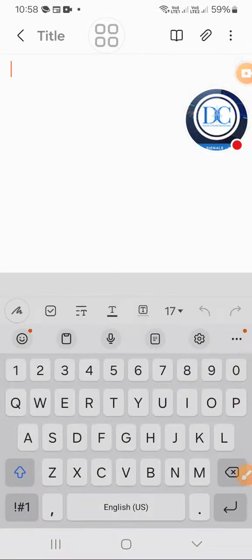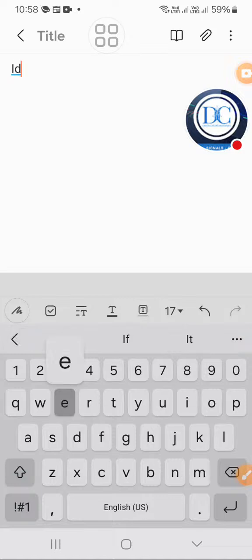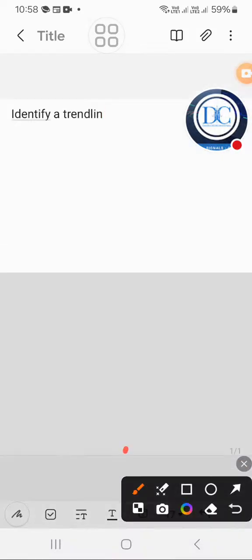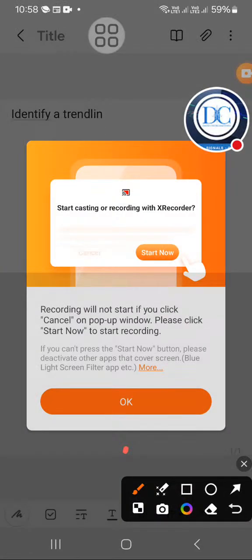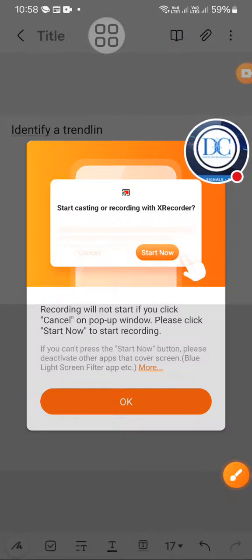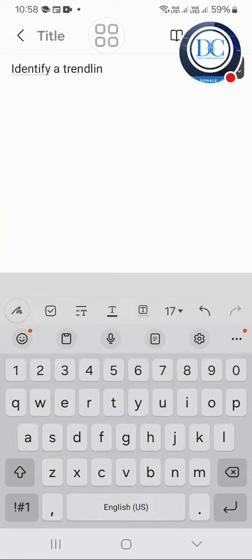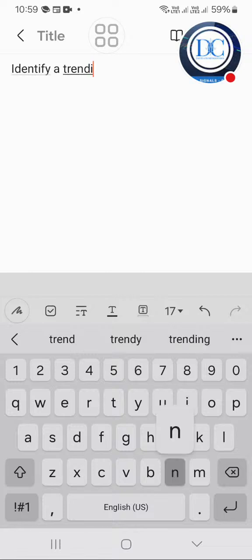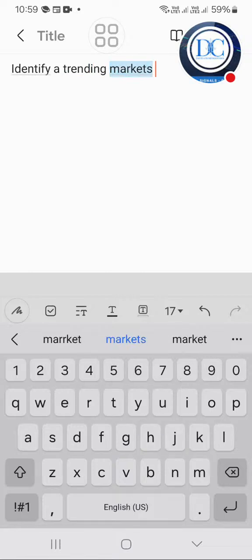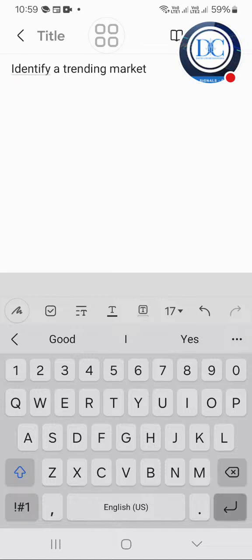Okay, so the first thing that you need is what? You need to identify a trend in the market. So that means there's an uptrend, a clear trend. Let me remove these things, they're now disturbing me. You need to identify a trending market. That means it's an uptrend or a downtrend. In our example, it was an uptrend, or a bullish trend.